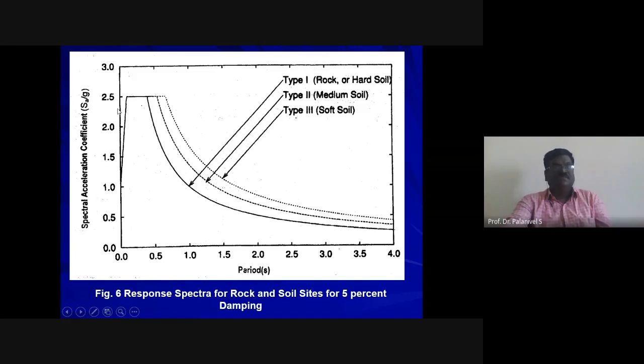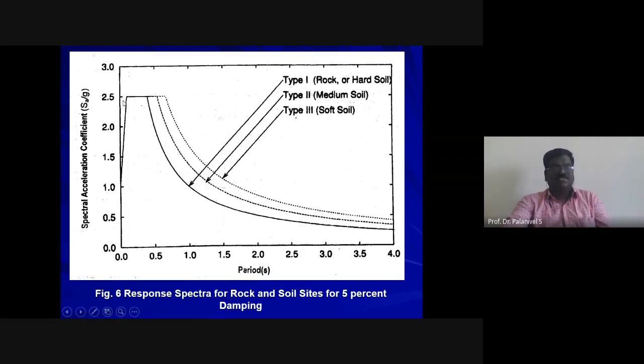They merged it with the y-axis, the ordinate. This is merged with the y-axis. So now know this gap. The flat portion starts here itself. Even if the natural period of the building is 0.05 or 0.01, very close to this one.